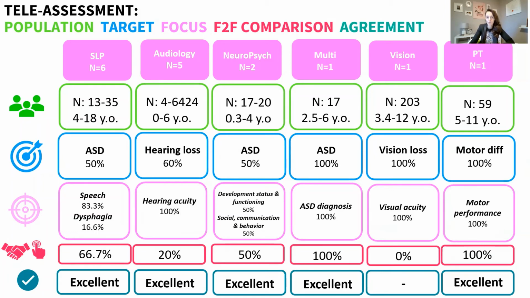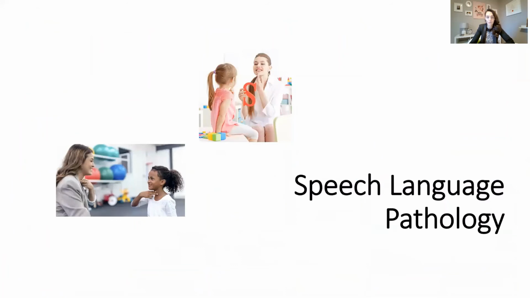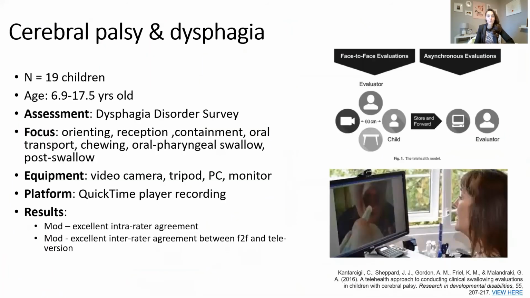So I'll show you an example of such a handout for speech and language pathology. So we can see here the population of interest. So the target is cerebral palsy and dysphagia. We see information about the sample, that there were 19 children aged 6.9 to 17.5 years old. The assessment that was completed was a dysphagia disorder survey, and this was the focus of this assessment, including orienting abilities, the reception, containment, oral transport, chewing, oropharyngeal swallow, and post-swallow abilities.